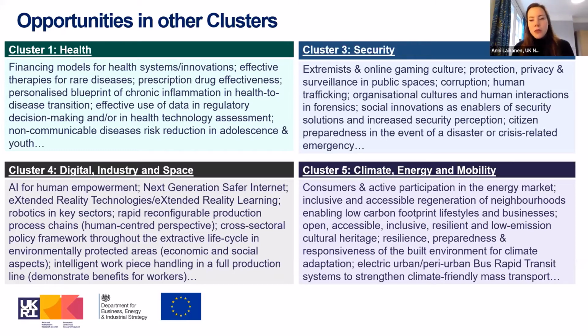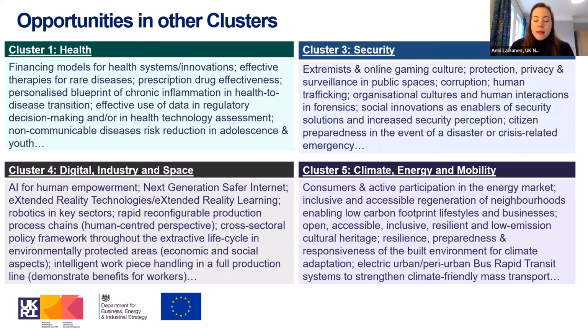So for example, in Cluster 1 in health, you have some financing model opportunities, effective health interventions, effective use of data in health. There are a lot of different opportunities, and the title link leads you to a page that lists all of them. So if you want to read more into health or security or digital or climate, that's definitely possible. In security, you have opportunities in extremism, privacy and surveillance, corruption, human trafficking, forensics, and social innovations in security and citizen preparedness.